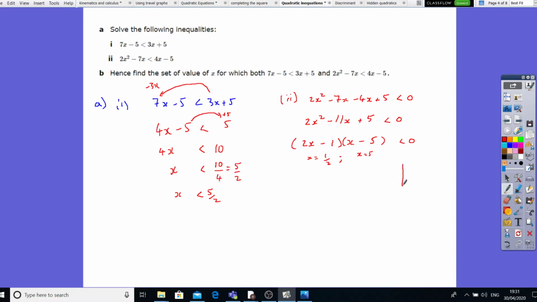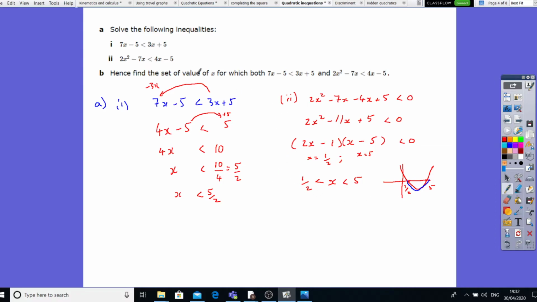So if I was to sketch a quick diagram, there's a half, there's a 5, there's a positive graph, so it goes like this, comes back up. Half, 5, and we want to know when the graph is below that. So this is when it's below, so this is when x is less than 5, greater than a half. Okay, so less than 5, greater than a half satisfies that inequality.